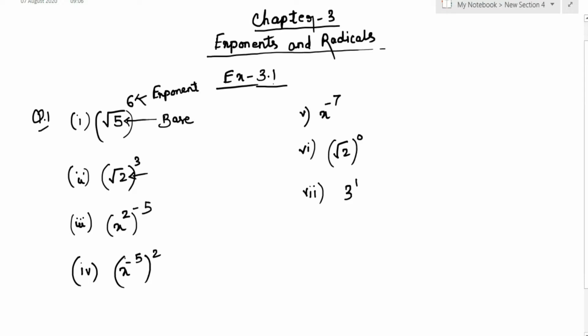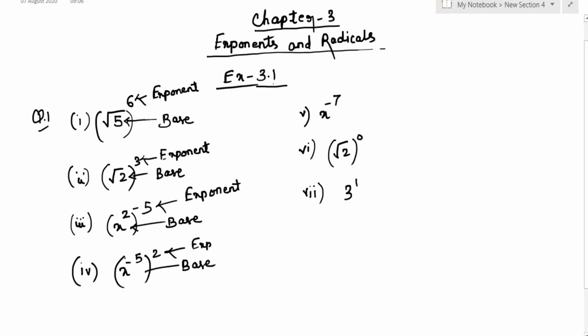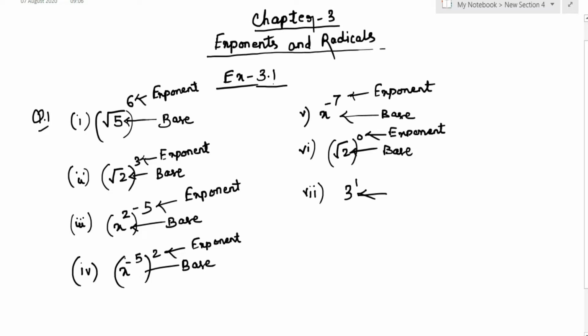Similarly here, root 2 is the base and 3 plays the role of exponent. Similarly in the downside, x square is the base and minus 5 plays the role of exponent. Similarly, x to the power minus 5 is the base and 2 is the exponent. Similarly, in the next question, x is the base and minus 7 is the exponent. Similarly, root 2 is the base and 0 is the exponent. Similarly, 3 is the base and 1 is the exponent.